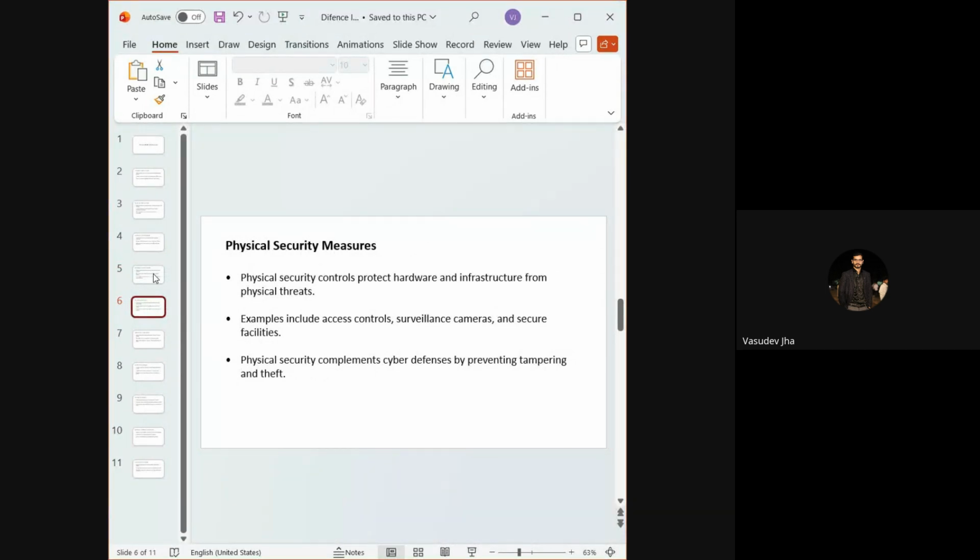Then we have physical security measures. What is there in physical security control? Physical security controls protect hardware and infrastructure from physical threats. Examples include access control, surveillance cameras, and secured facilities. Physical control is more about providing complete information security. Here we are creating rules on who can access the resource physically or not. Simple.